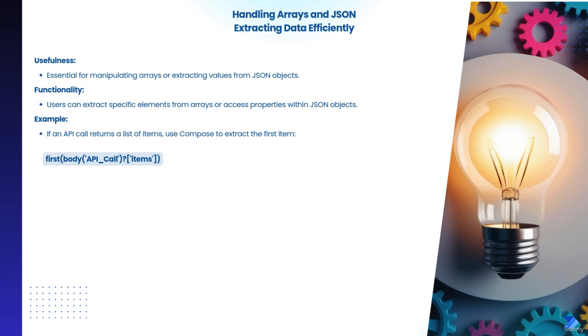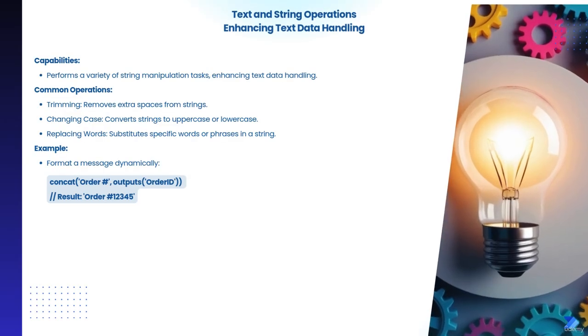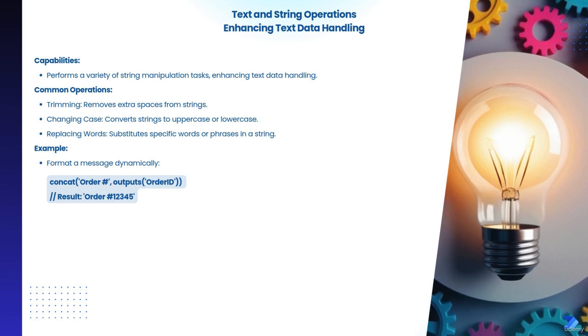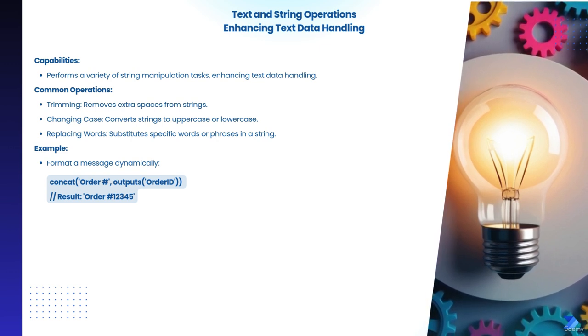Text and string operations. You can use compose for tasks like trimming spaces, changing the case of text, uppercase or lowercase, or replacing specific words in a string. Example: you could format a message like concat('Order number', outputs('order ID')) to create a dynamic order number in a notification.